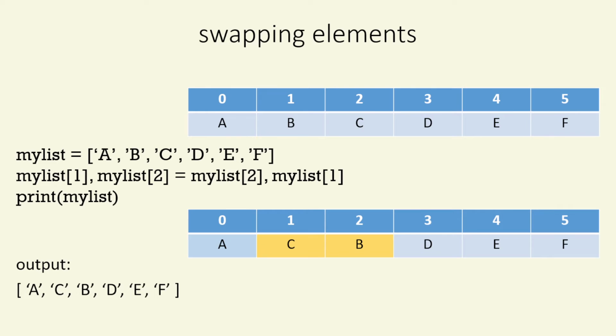Here's an example. In Python you can change elements. Here we've got mylist1, mylist2, and then we're going to change that to mylist2, mylist1. So we're just changing the order. So in this example we've got A, B, C, D, E, F, and that will change to A, C, B, D, E, F. So we can change the elements around.